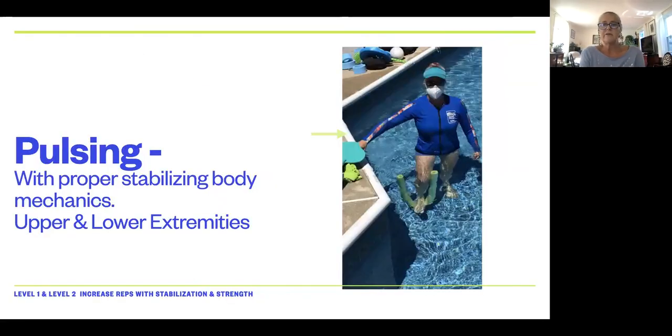Pulsing, which is just up and down, but holding very stable body mechanics. And that little arrow is in the wrong place. The arrow should be pointing at the core muscles, so that when the knee comes up in flexion and then you pulse the noodle down to the pool bottom, you're not getting a bowing to that side, not shortening everything and then pushing it down.